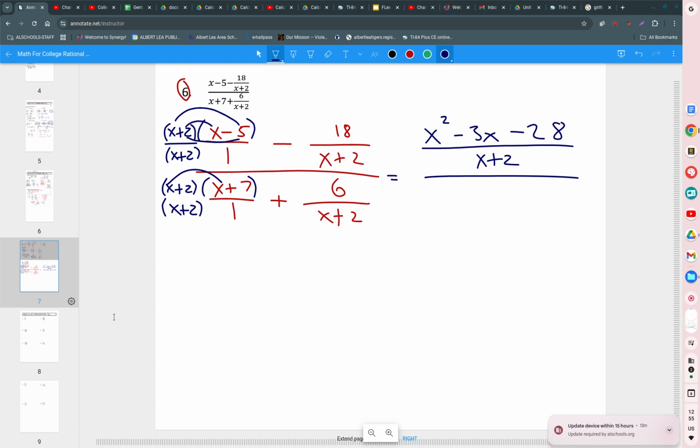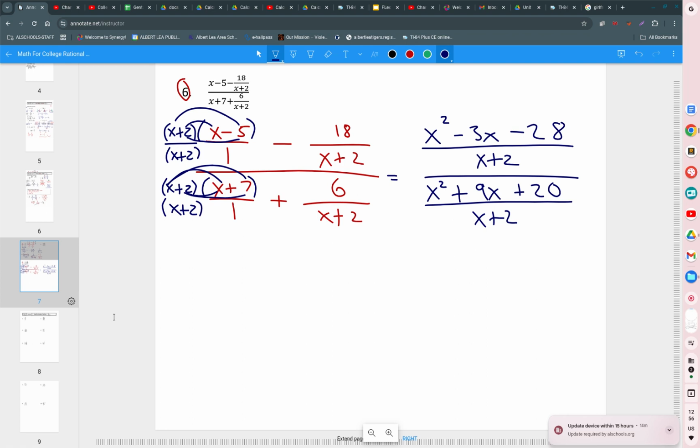now I'll do the same thing on the bottom. X times x is my x squared. I have 7x and 2x, which make 9x. And then I have 2 times 7 is 14, plus 6 is 20. That's a lot, but it's going to work out really, really nice.